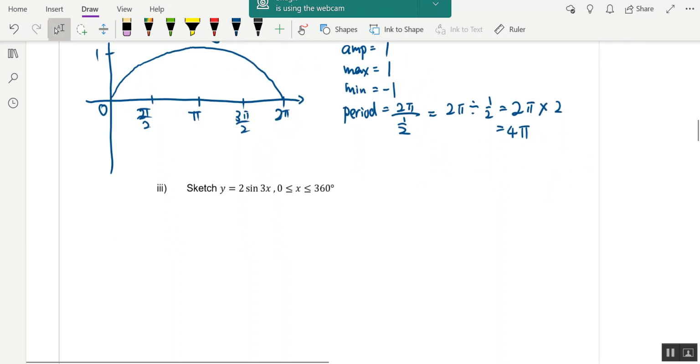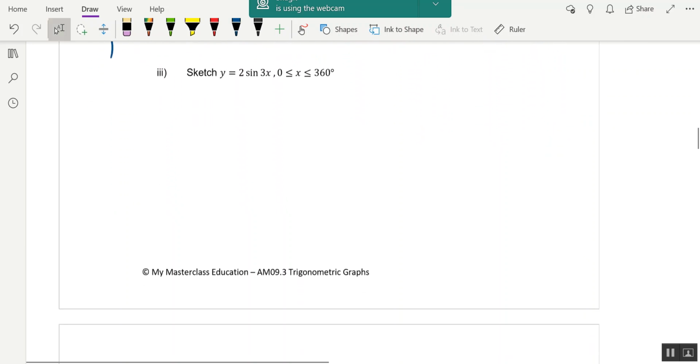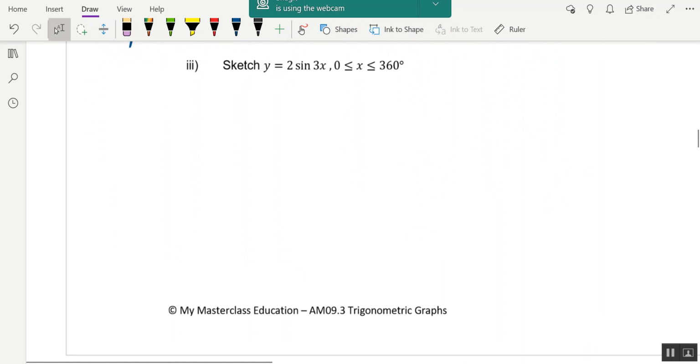So next, what if I put a number in front of the sine? That would mean my a is equal to 2. B is equal to 3. Always identify your a and b.